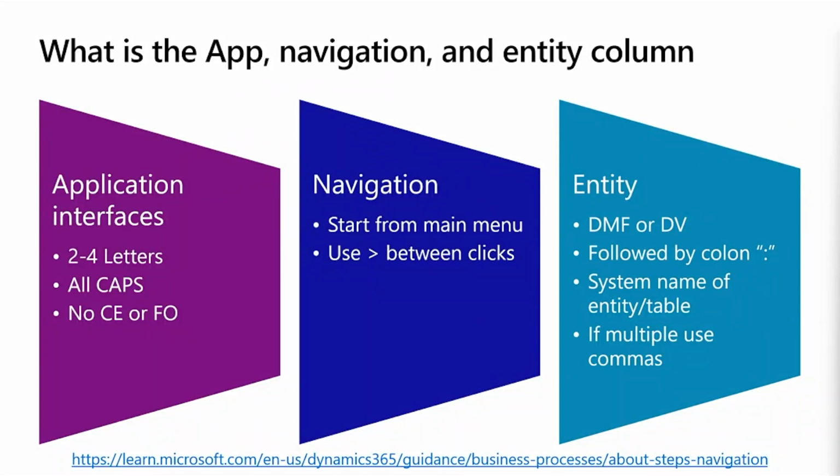The navigation is how to navigate to that page from the main menu, and we put a greater than sign or a caret in between each of the clicks. And then we also include the entity. We indicate if it's a DMF, so data management framework entity, or a DV for Dataverse entity with a colon, and then we tell you the system name of that entity. If there's more than one entity for a particular setup or configuration, we list them out with commas.